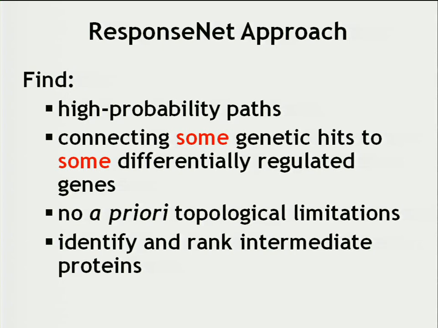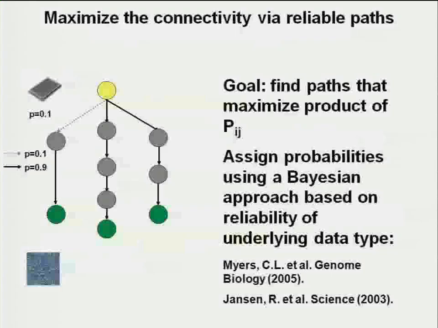So we need an algorithm that allows us to not connect all the genetic hits to all the regulated genes, but just some of these to some of these. And of course, it would be nice if it put all sorts of constraints on how big the network can be, et cetera. So the approach that we took to generate a probabilistic interactome is not original. We followed the path of these more groundbreaking papers, which showed very clear ways of using Bayesian statistics to assign a probability to each edge based on the reliability of the underlying data.